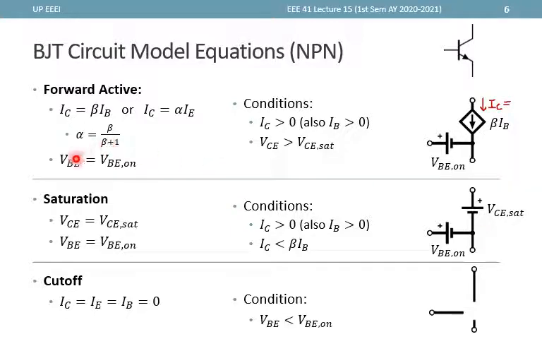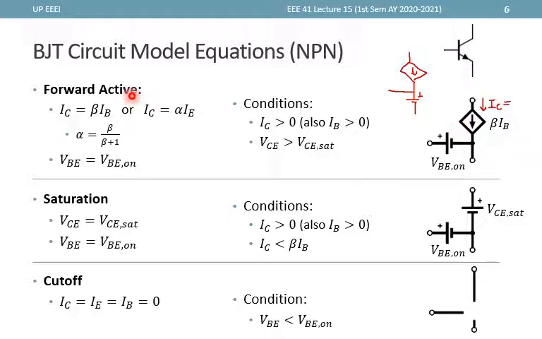Now, for the base emitter junction, since we are approximating that VBE is equal to VBE on, then we can replace that with this voltage source VBE on. Now, in some models, you can actually see that VBE on is drawn under instead of the left side, but whichever is the case, you can actually get the same set of equations using either of these two equivalent circuits.